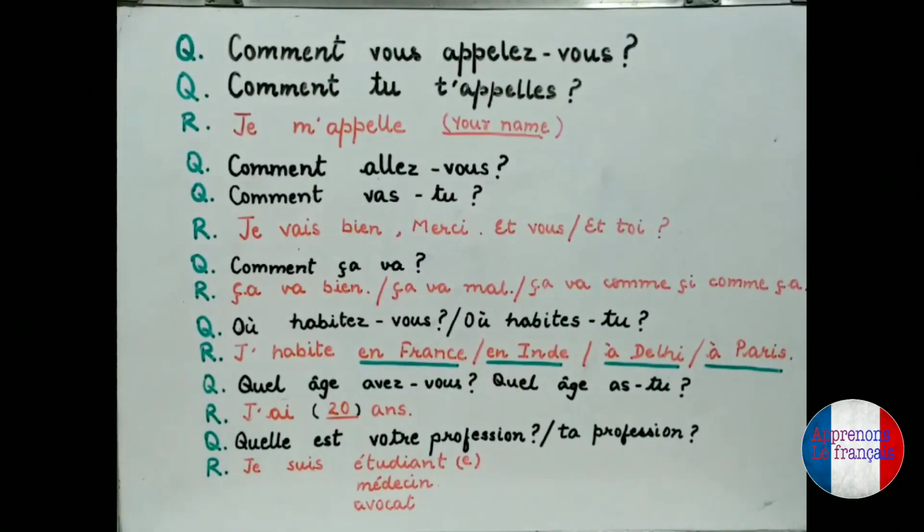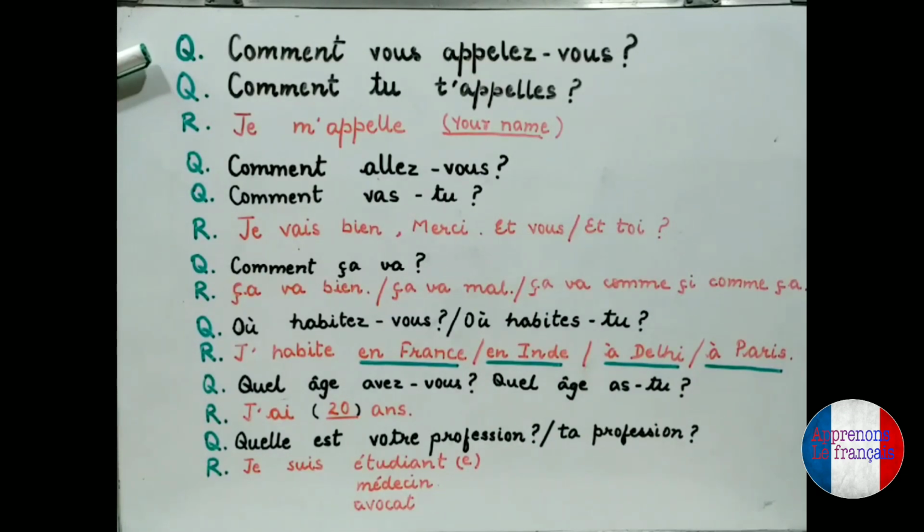So starting with the first question, this Q is for question. Question in French is called question, la question. The spelling is same as we have in English, and this R denotes the réponse, la réponse. As we have in English response, in French we call it réponse. So this R is for the answer.